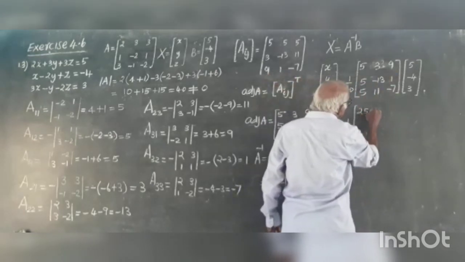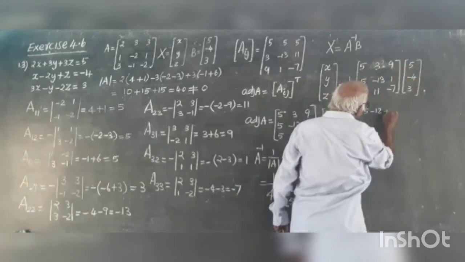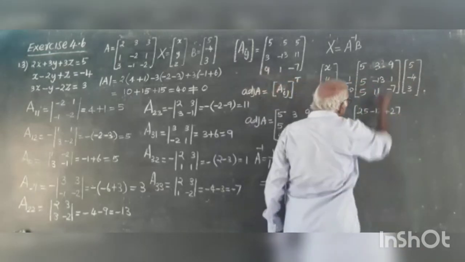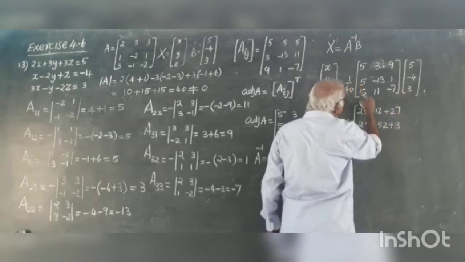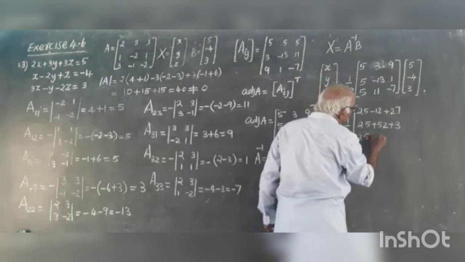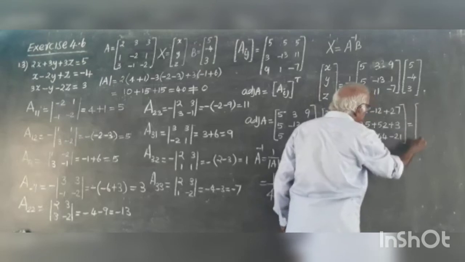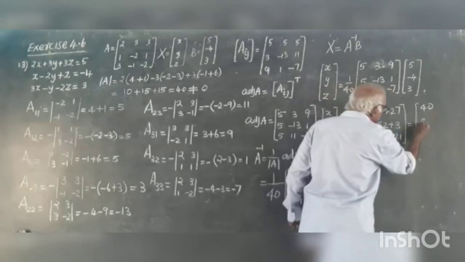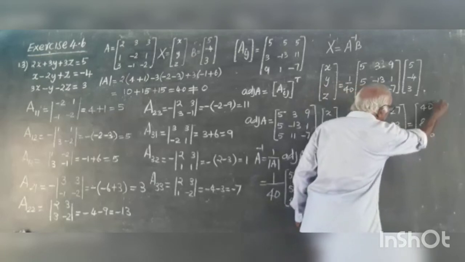25 minus 12. 25, 5 into 5, 25, 3 into minus 12 plus 27. 25 minus 12, 27. Then 5 into 5, 55 plus 52 plus 3 plus 3. Then 5 into 5, 55 minus 44 minus 21 is equal to 22, 40, 52, 40, 20, 55, 80. This is 65 minus 65 minus 40 minus 40.